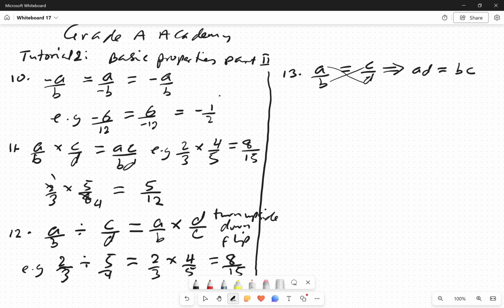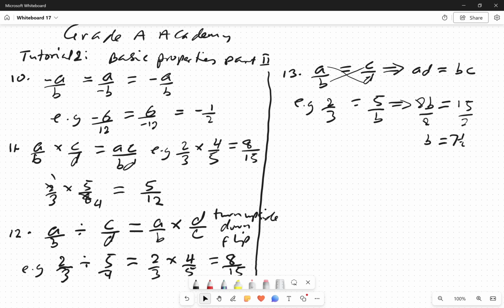So for example, if I tell you to find B, I have 2 over 3 is equal to 5 over B. Then we want to find the value of B. That means 2 times B is equal to 3 times 5, which is 15. Then we divide both sides by 2, and these two will cancel. So B is equal to 15 over 2, or you can say 7.5. That is how to solve this.